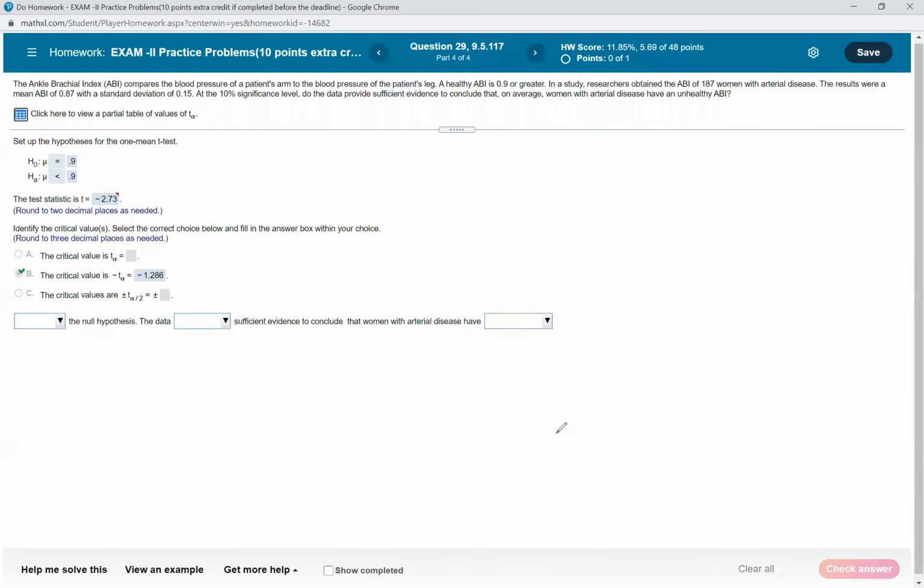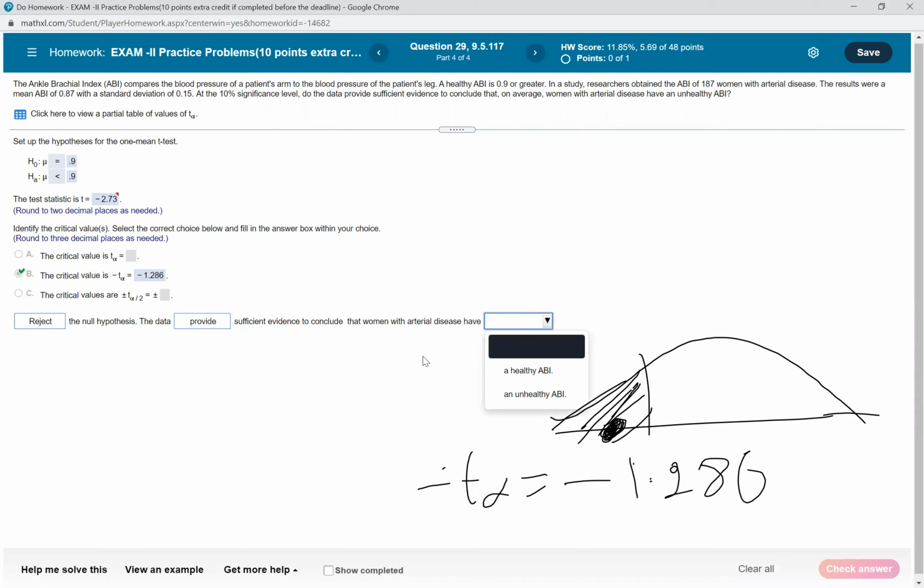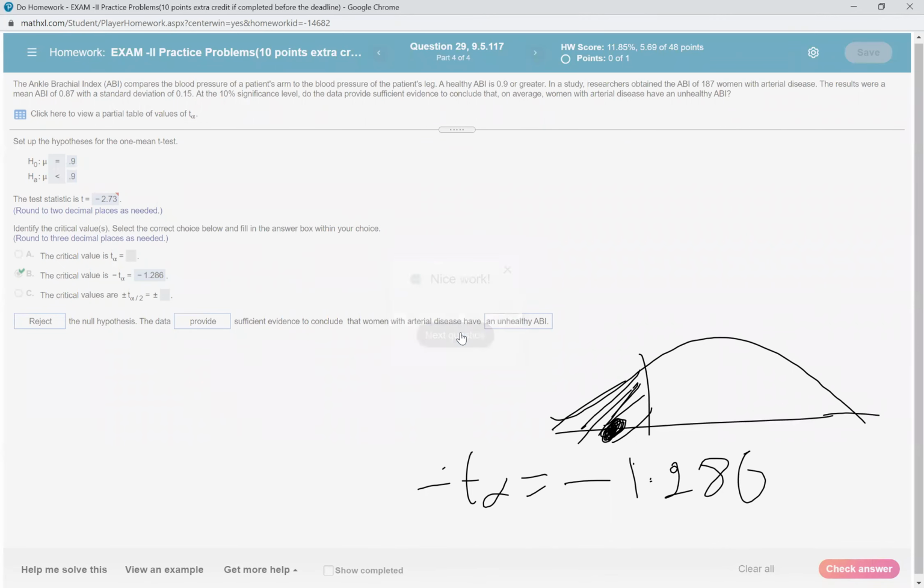So if we draw the normal curve, this is a left tail test. This is our negative t alpha, this is our critical value, negative 1.286. And the test statistic is negative 2.73, so it is somewhere here. That means it is in the rejection region. So we reject the null hypothesis. So the data provides sufficient evidence to conclude that women with arterial disease have an unhealthy ABI. Yeah, so that's correct.